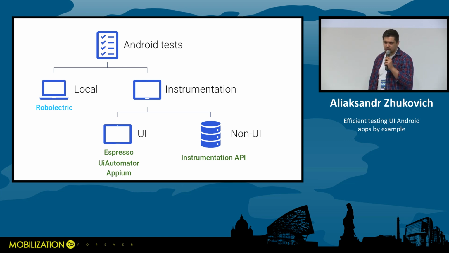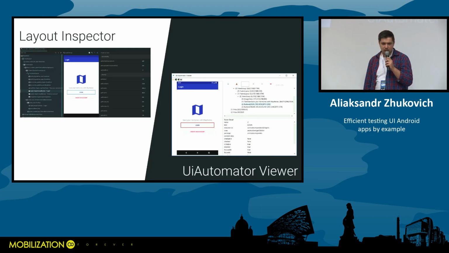In instrumentation tests, we have a separation for UI and non-UI components. With UI components, we can verify our user interface. With non-UI, we can verify services, files, broadcast receivers, and stuff like this. As I said at the beginning, mostly we will speak about UI tests. And when we speak about UI tests, we should interact with some views on the screen.